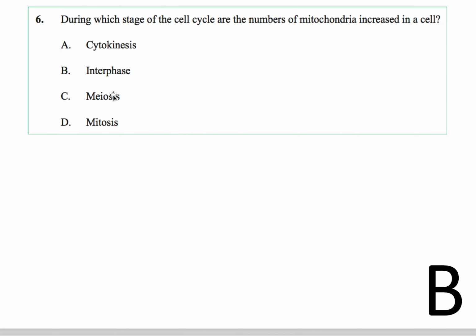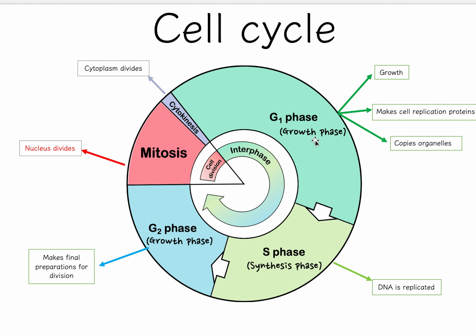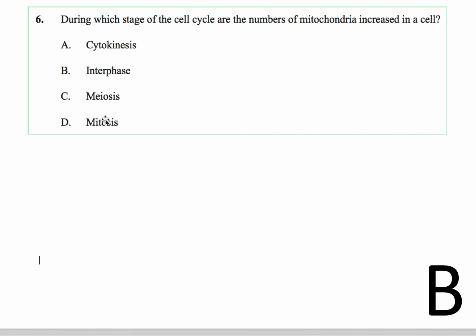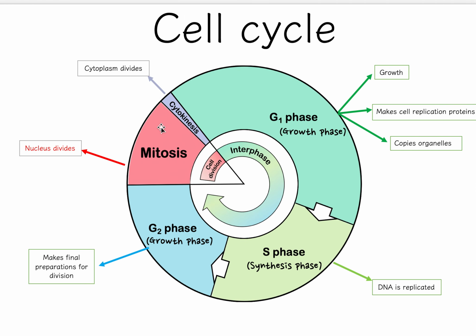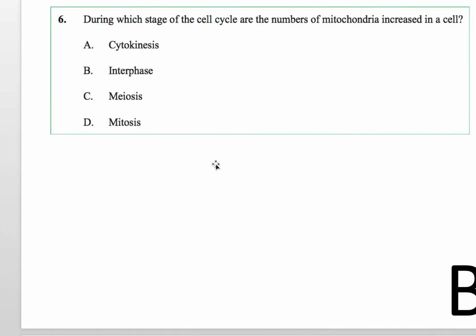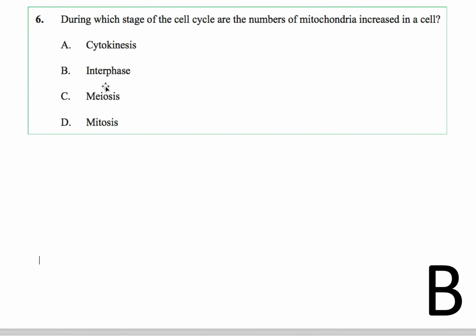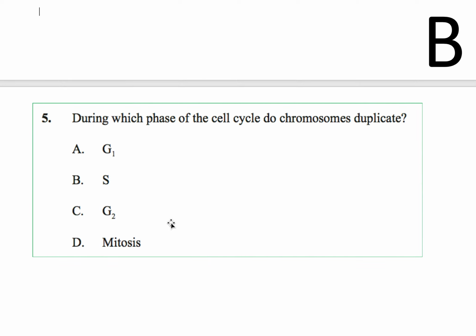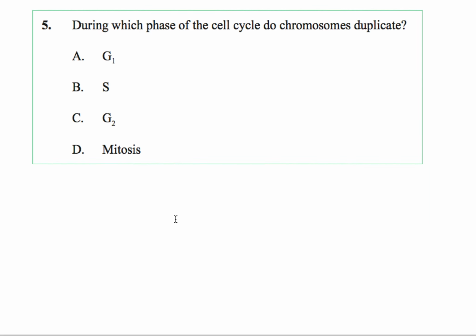During meiosis, nope, meiosis is not even in the cell cycle. It's not even part of the cell cycle. So it cannot be meiosis. Mitosis is, but again, it's the division part. It's in the cell division part. So we know the answer is going to be B. So let's do one more question. During which phase of the cell cycle do chromosomes duplicate?